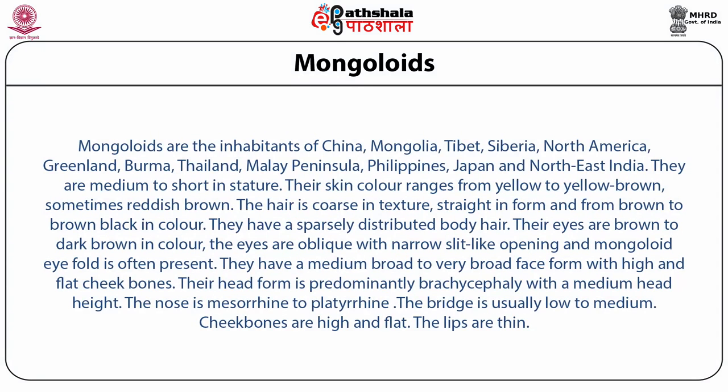Mongoloids are the inhabitants of China, Mongolia, Tibet, Siberia, North America, Greenland, Burma, Thailand, Malaya Peninsula, Philippines, Japan, and Northeast India. They are medium to short in stature. Their skin color ranges from yellow to yellow brown, sometimes reddish brown. The hair is coarse in texture, straight in form, and brown to brown black in color.